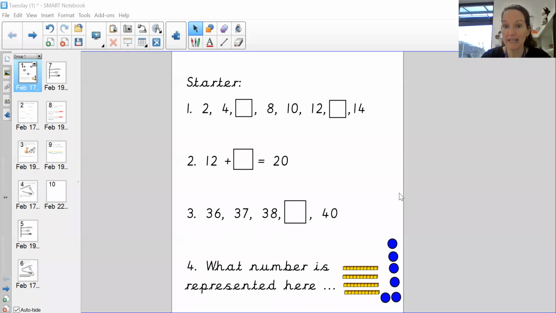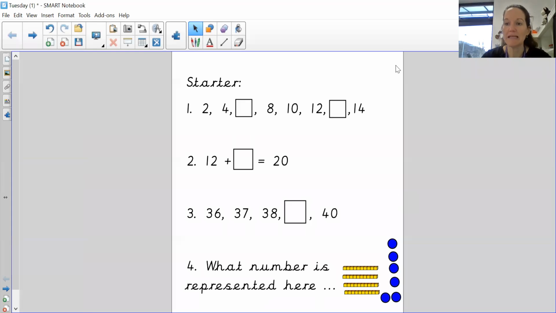Well done to everyone who did their cold task yesterday. And so today we're going to continue on learning our new topic. So before we start, we're going to do a quick starter. So on your piece of paper or on your whiteboard, can you answer these 4 questions?